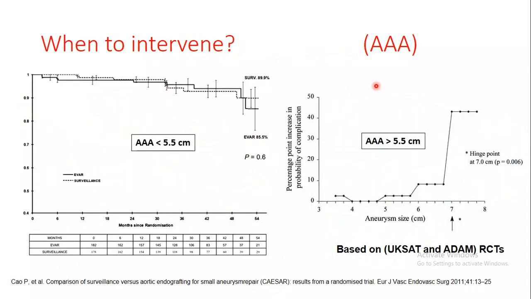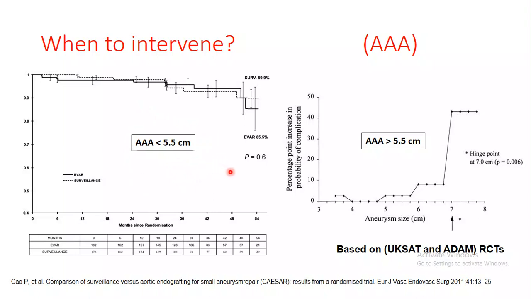And regarding abdominal aortic aneurysm, when to intervene? On this figure, the study compares either percutaneous intervention with EVAR or surveillance and conservative management of patients with aneurysm less than 5.5 centimeter in the abdominal segment, and we can appreciate no significant difference below this cutoff point. So we can manage conservatively a patient with abdominal aortic aneurysm with diameter less than 5.5.